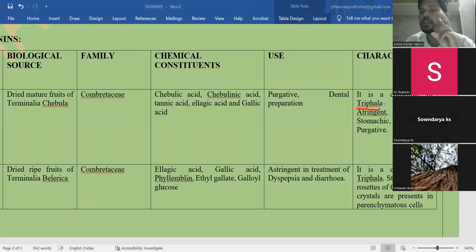It includes 3 crude drugs, and one of them is myrobalan, which shows astringent properties. It is stomachic, can stimulate the GIT, and can be a purgative used in the treatment of constipation. It helps in the treatment or relief of constipation.